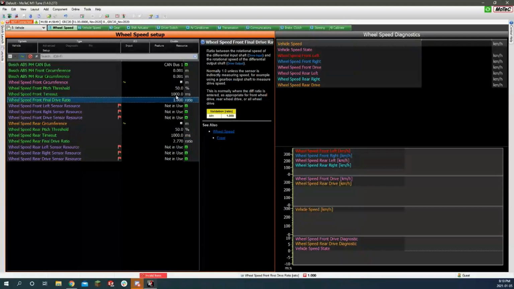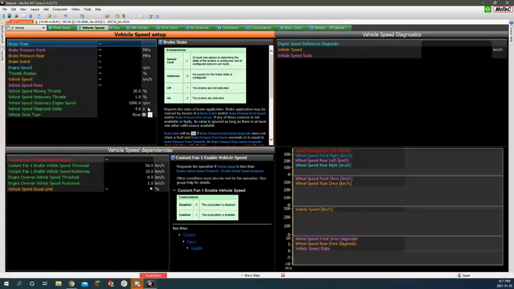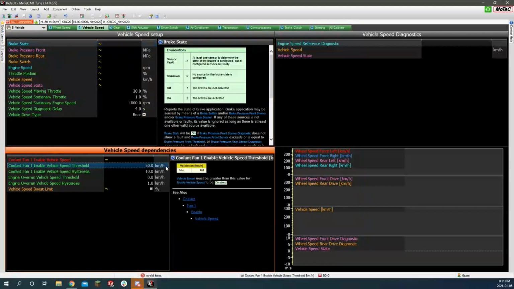Front final drive, like we don't power the front wheels on the car, so that's not really relevant to us. Vehicle speeds, you can measure vehicle speeds based off of your wheel speeds or your transmission outputs. And you can also know it based off of what gear you're in and your engine RPM. There are different ways to get vehicle speed, but that's where you would tell it. This is again what we were talking about, the coolant fan. At 50 kilometers an hour, it'll shut off because that's where we've deemed it to be fast enough that the fan isn't helping a whole lot. We have enough airflow through the radiator.